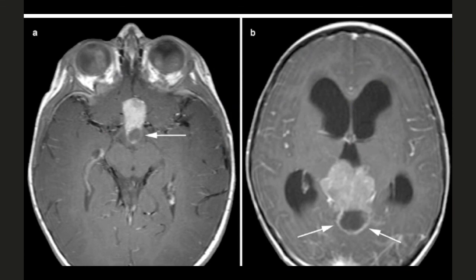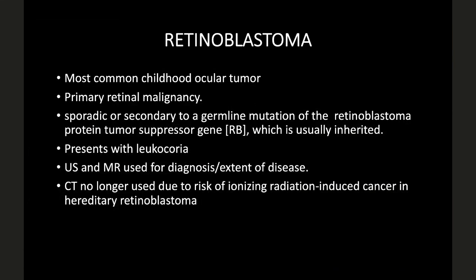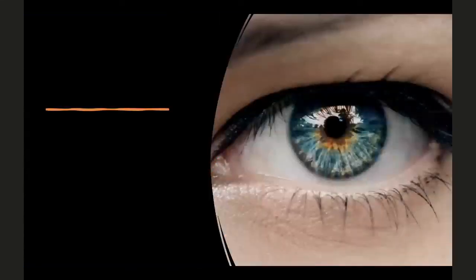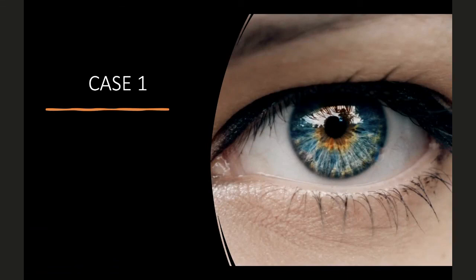A lot of times the third ends up being a pineoblastoma. And this is in the region of the pineal gland. It is an enhancing cystic solid tumor. And then you can also have one in the sella suprasella. So that's retinoblastoma. So we're going to do a quick recall. We have 6 minutes to go.